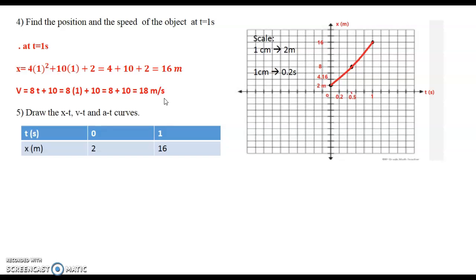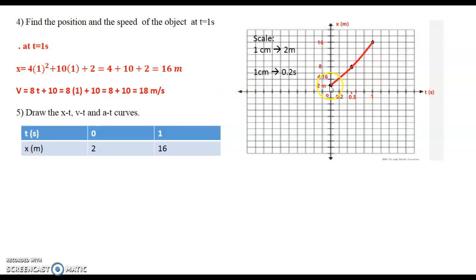Now drawing x versus t and v versus t and a versus t curves. Okay, we know that it's a parabola for UARM, so we have to consider some particular points. At t equals 0 is already given, which is the initial position. So as you can see here, I considered a scale in which 1 centimeter on the paper represents 2 meter and 1 centimeter represents 0.2 seconds on the time axis.